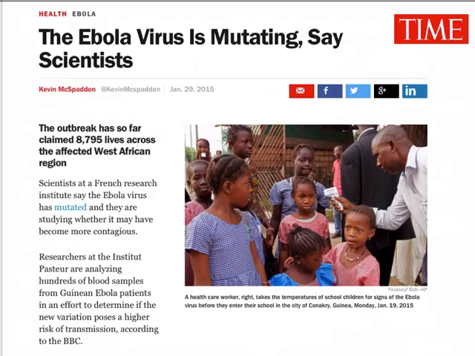So this one, they're saying Ebola virus is mutating. And this is Time magazine. They really, well, I guess, what the hell, they shouldn't know any better from anyone else. But scientists at a French research institute said Ebola virus has mutated, and they're studying whether it may be more contagious. So it's a fair thing to say whether there's a phenotypic change in a virus or not, whether it's more contagious or resistant to something, but to say it's mutated is absurd.